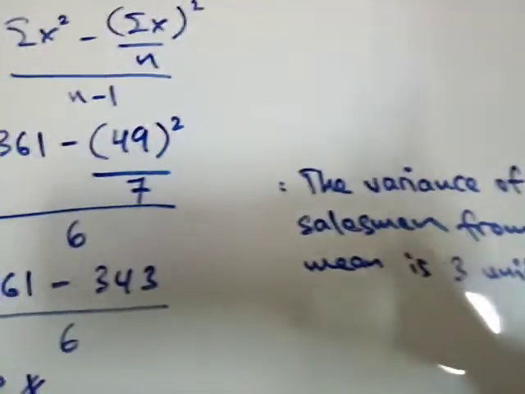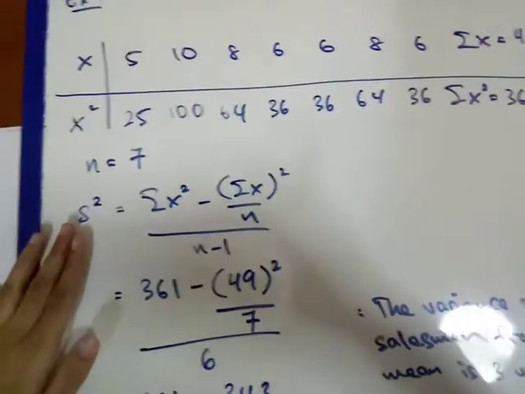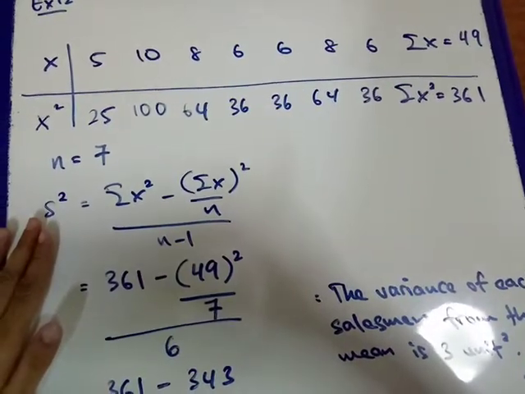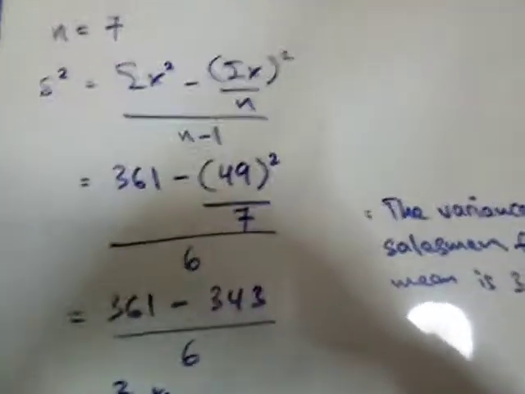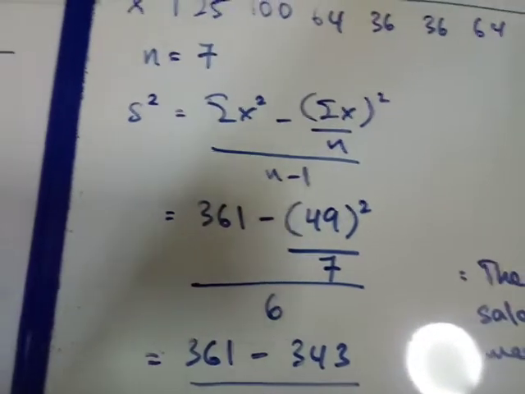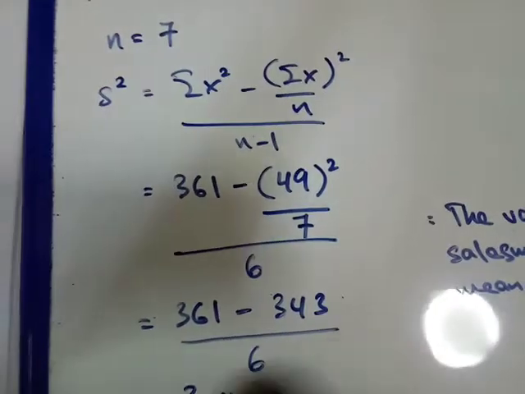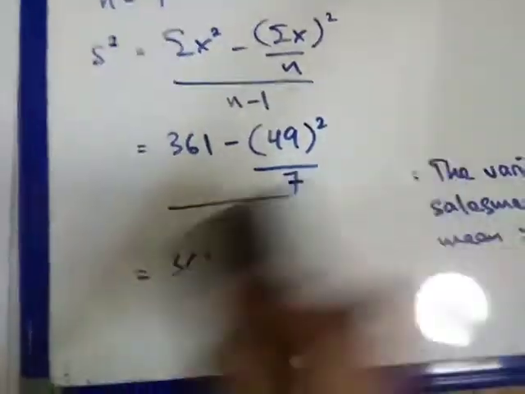Can you understand? So, this is for ungrouped data, variance for ungrouped data. How about for grouped data? How do we find the variance for grouped data?